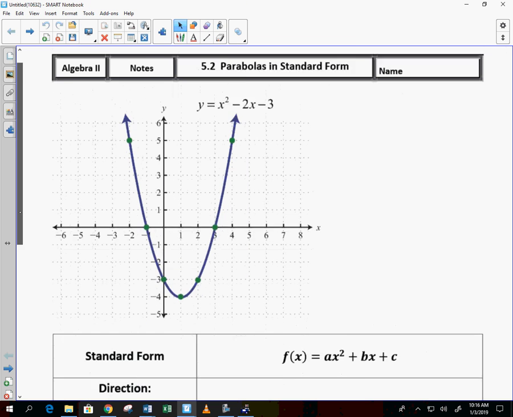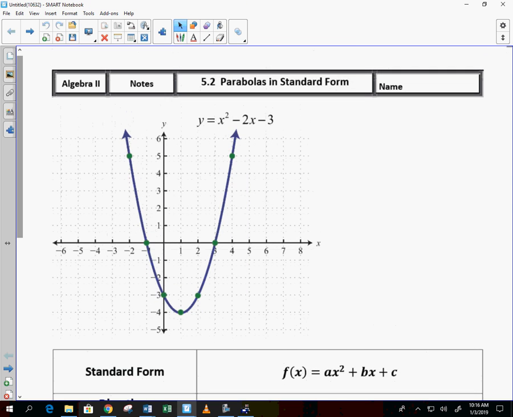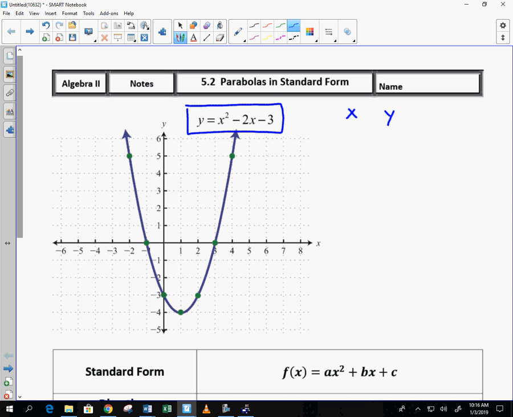You guys maybe remember from intermediate algebra that you have all sorts of different equations that you can learn how to graph. This one is y equals x squared minus 2x minus 3. And maybe you guys remember graphing things like this, say x and y. You guys remember making charts like that? Where you would plug in certain values and then you'd get out another value.